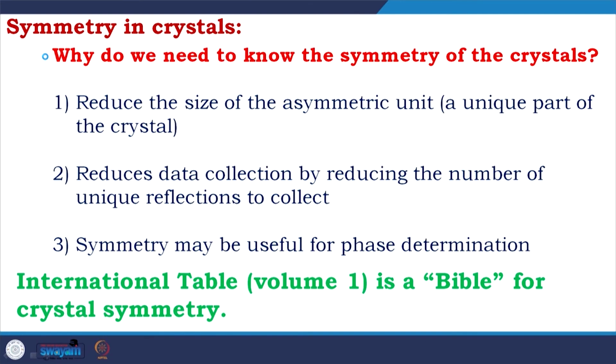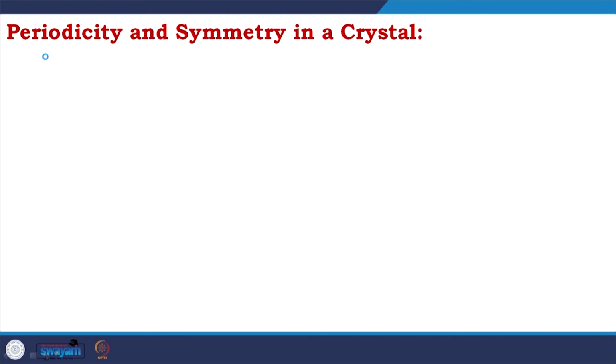Coming to symmetry in crystals, why do we need to know the symmetry of the crystals? Because we reduce the size of the asymmetric unit, which is a unique part of the crystal. We will discuss what the asymmetric unit is. It reduces data collection by reducing the number of unique reflections to collect. Symmetry may be useful in phase determination. We will discuss it when we go to the data analysis section. International Tables Volume 1 is considered the Bible for crystal symmetry. We will discuss that also.